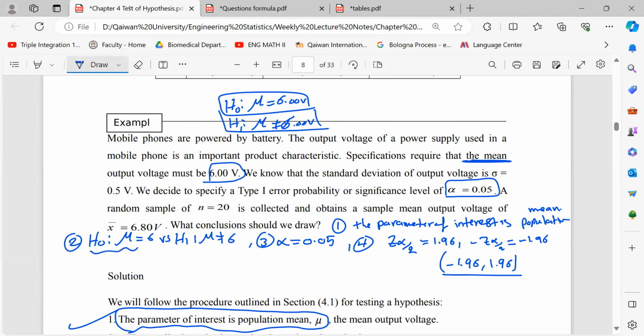H0 is that mu is 6. What if you reject this? It may not be 6. It may be greater or less than 6.